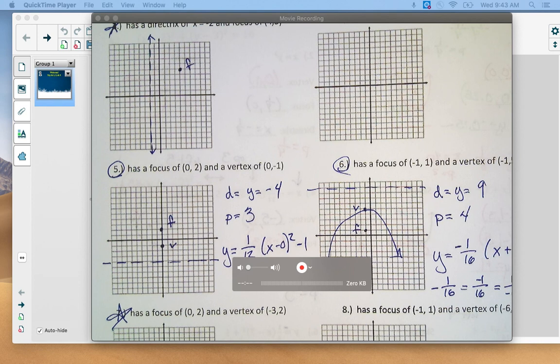If you're not sure which direction it's going, draw both sketches. Should my vertex be to the right? Should my vertex be to the left of the focal point? Draw the sketches so you know which direction it should be going.